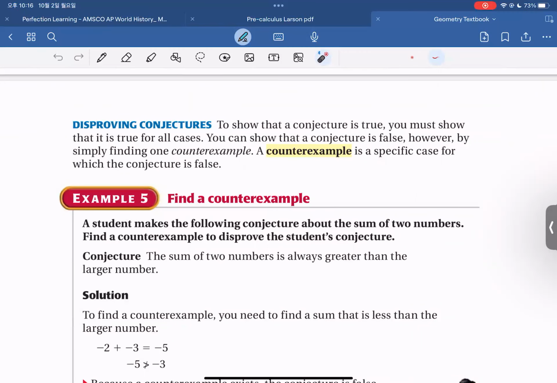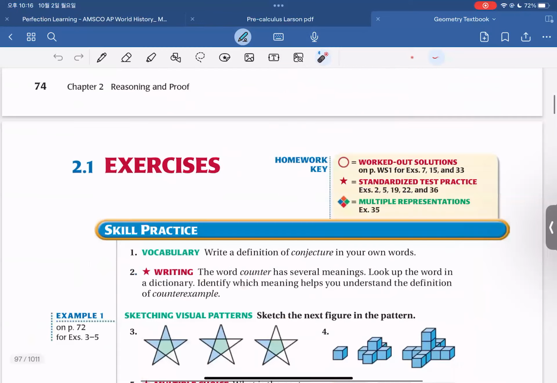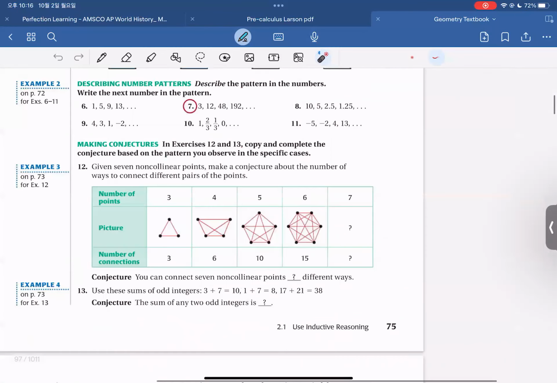When you're trying to prove someone wrong, even in real life, you're trying to give a counterexample. When your friend says, for example, that the only type of dog is a Maltese, you can say that there's a golden retriever. That would disprove the conjecture, right? And that would be a counterexample, which is a specific case for which the conjecture is false. And that's the same for math. So that's pretty straightforward. Let's look at two quick problems here.